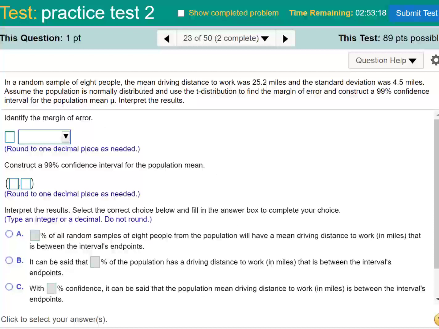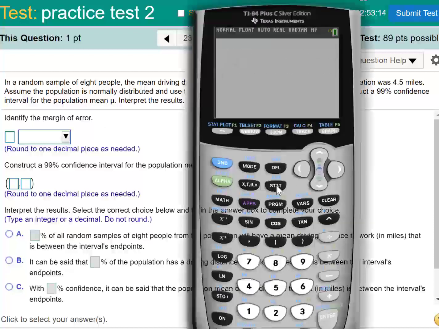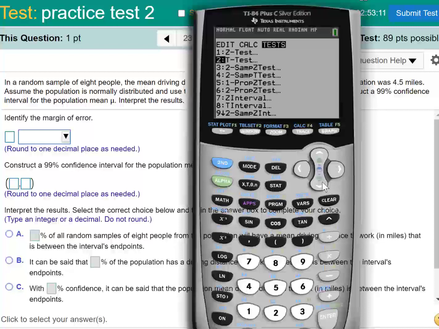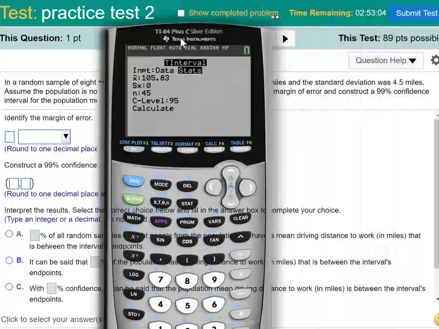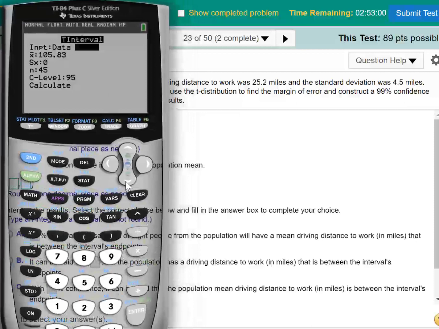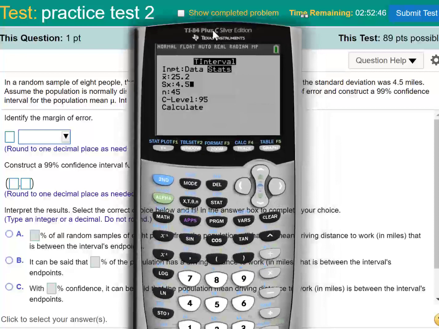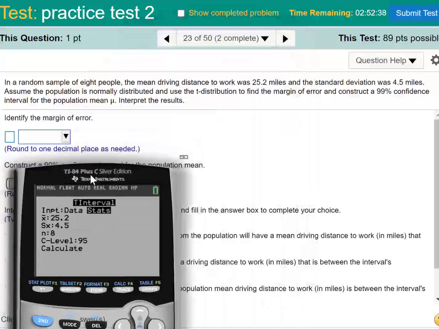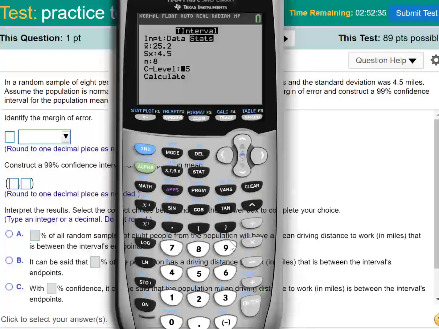Here's what you can do, guys. You can just actually find the interval first. Let me show you. So go to stat, t-interval. It's not a z because he gives you a sample standard deviation. And let's see. The mean was 25.2. Standard deviation is 4.5. Now, what was the sample size? 8 people, so n is 8. And the confidence level is 99%. So this is the interval, guys.